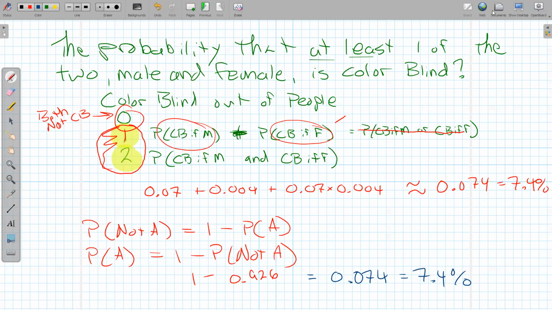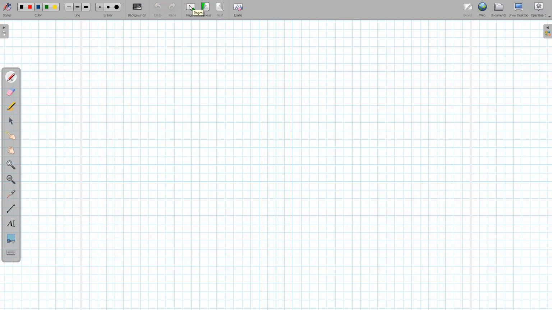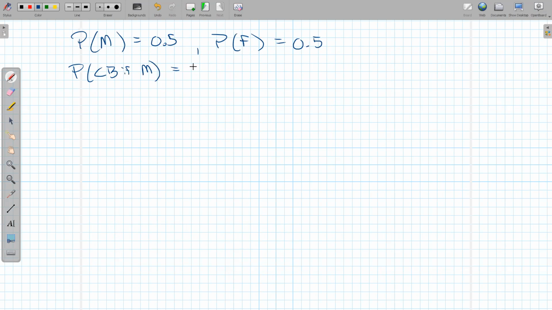So let's use a two-way table to think about colorblindness in men and women. Some assumptions we have up front: the probability of being male, let's say that's 50%. Probability of being female, let's say that's 50%. And then the probability of being colorblind if we have a male, that's 7%. Probability of being colorblind if someone's a female, that's 0.4%, excuse me, 0.04.